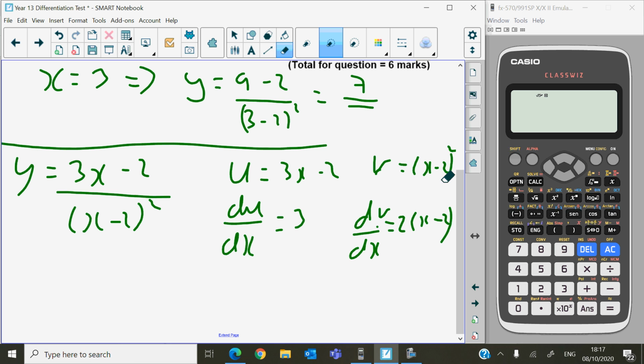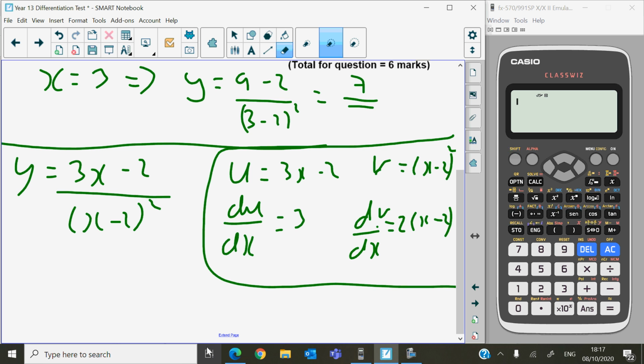Dropping that power of 2 down to 1. And then we're going to multiply by the inside. Multiplying by the inside, x minus 2, the differential of that is 1, so I'm going to multiply this by 1. It doesn't change anything. So our differential is as such. Okay, so there we go, we've got that bit.